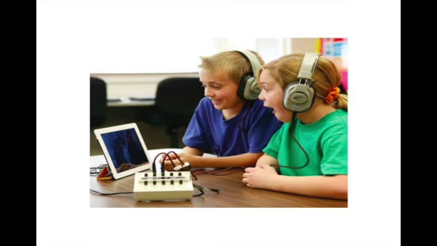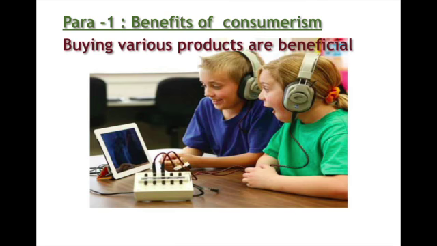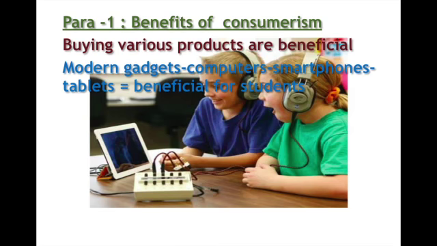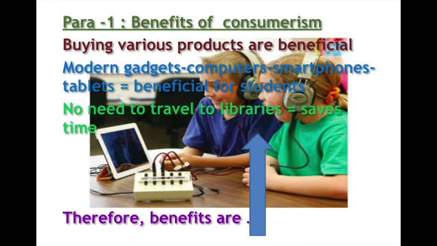So if you take a look at this picture, you can see one of the benefits of consumerism. So we're going to talk about the benefits of consumerism in the first paragraph by writing a topic sentence that has a similar meaning to buying various products is beneficial. And then we quote the example of modern gadgets such as computers, smartphones and tablets, and we say these are beneficial for students for learning and other educational purposes. Of course, if they use these, there is no need to travel to libraries, and that of course saves time as well. And then finally we conclude by saying the benefits are enormous or huge. So that concludes the first paragraph.